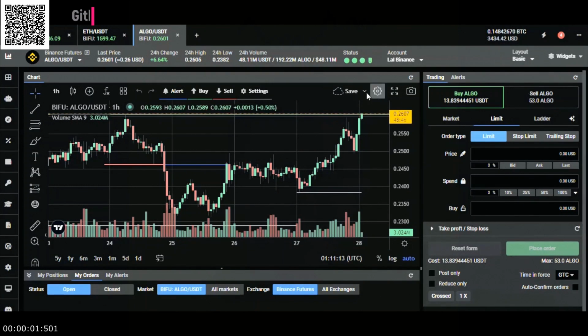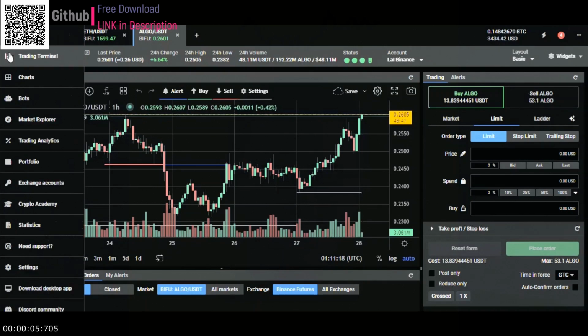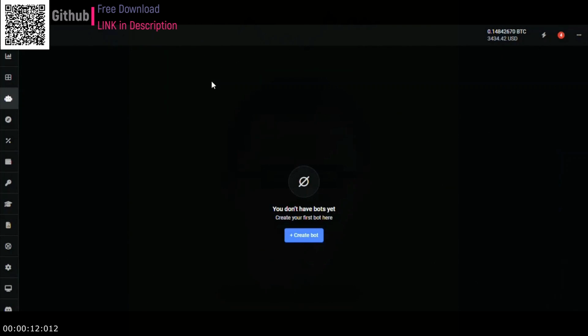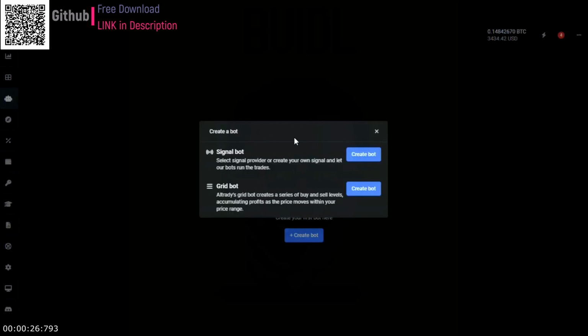So this is the interface, and when you want to run a bot, what you have to do is scroll down and click Bots, right? Here I don't have any bot, so this would be my first bot to set up, and let's set up this one together so you will see how I'm going to do this in real trading. Create bot, then it asks what kind of bot you require.